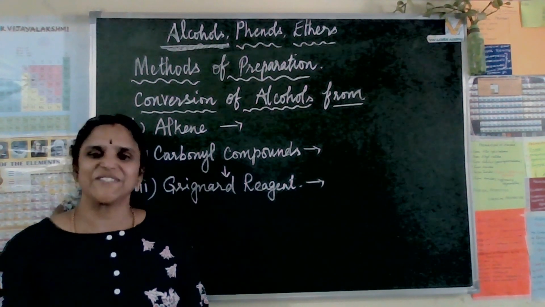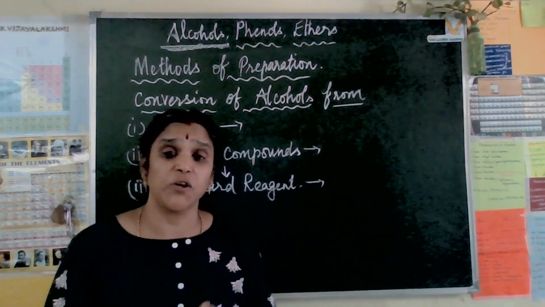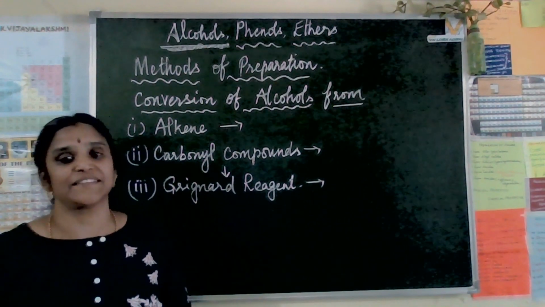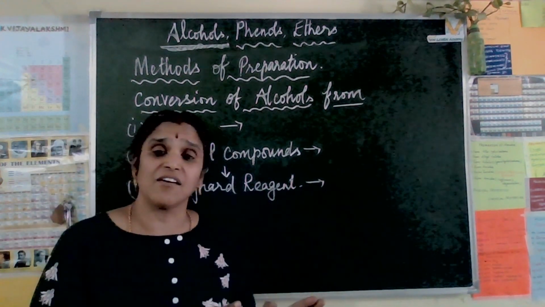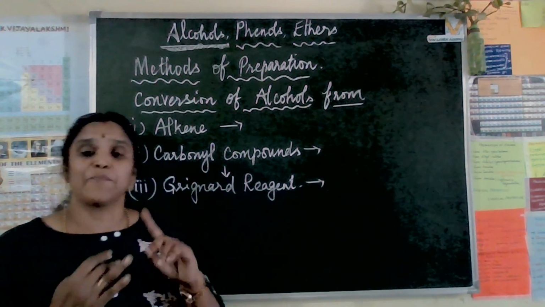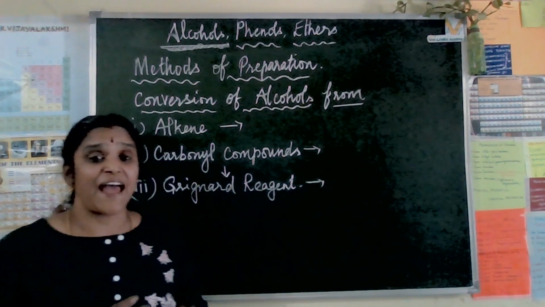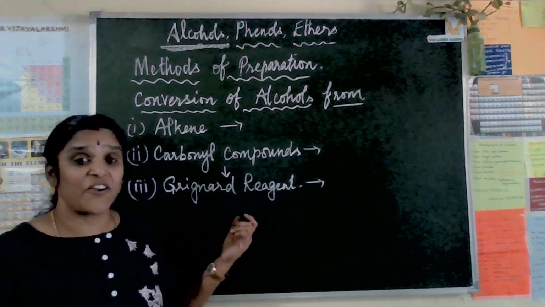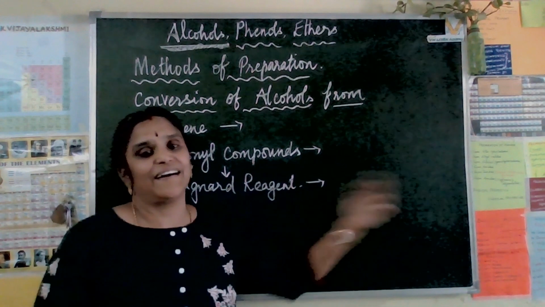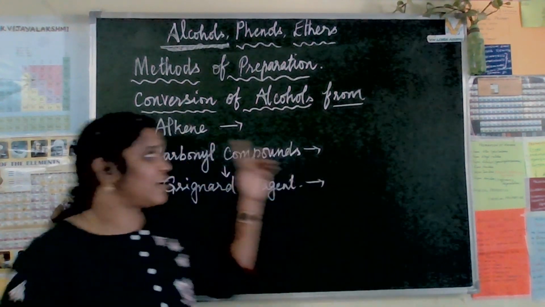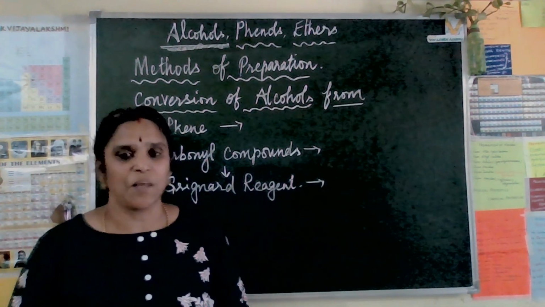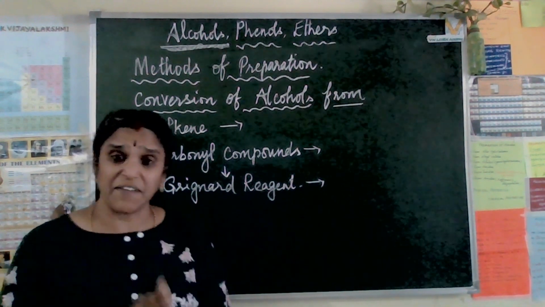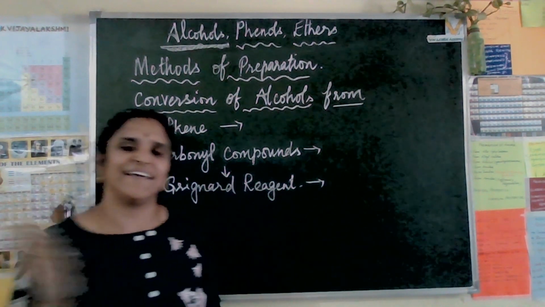Hello students, today we are going to see an important and interesting topic, that is how to convert alkene and carbonyl compounds into alcohol, and also using Grignard reagent. How do we get alcohol, or how to convert to alcohol from here to there? That is the point we are going to see, and it's a very important and interesting topic also.